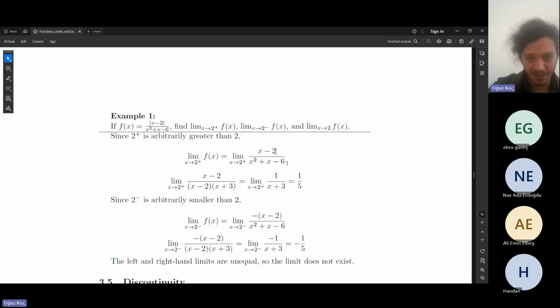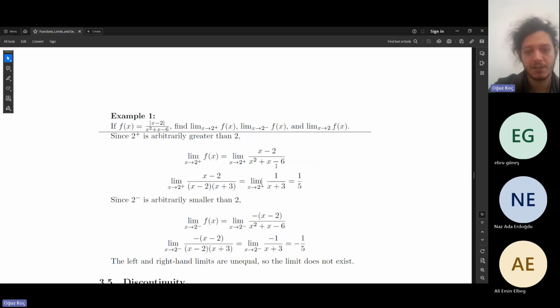Then you notice that the value 2 makes the denominator 0, and the fraction becomes indefinite. Therefore, we need to factor the denominator as x minus 2 times x plus 3. We can cancel out the x minus 2 parts in the numerator and denominator. After that, we only have 1 over x plus 3, and the limit of the function at 2 from the right-hand side becomes 1 over 5.